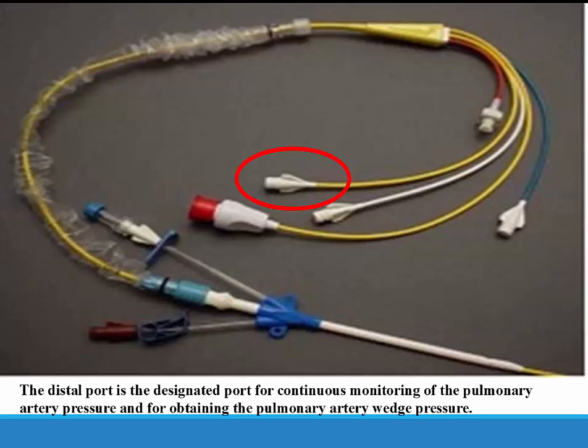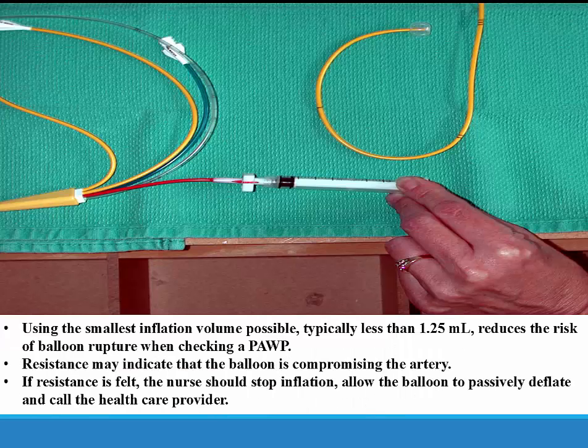The distal port is a designated port for continuous monitoring of the pulmonary artery pressure and for obtaining the pulmonary artery wedge pressure. Using the smallest inflation volume possible, typically less than 1.25 mL, will reduce the risk of balloon rupture when checking a pulmonary artery wedge pressure. Resistance may indicate that the balloon is compromising the artery. If resistance is felt, the nurse should stop inflation, allow the balloon to passively deflate, and call the healthcare provider.